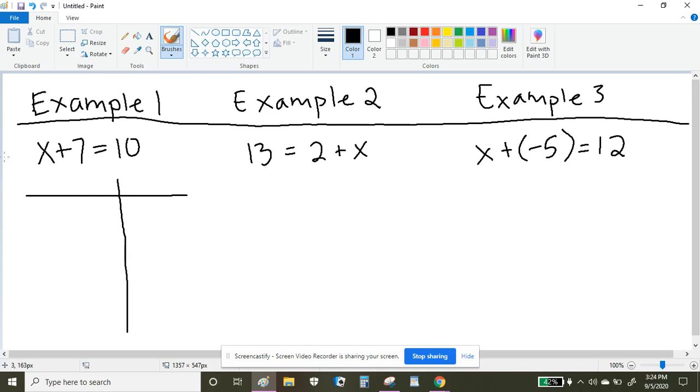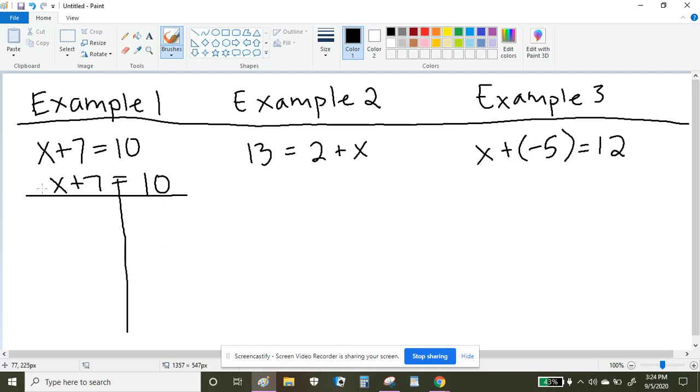And then on this side, you're going to write x plus 7. This is where your equal sign is. And then 10 goes here. So this T is always going to be right where the equal sign is. The reason why we do that is because we want to remember that what we do to one side of the equation has to be done to the other side of the equation as well.